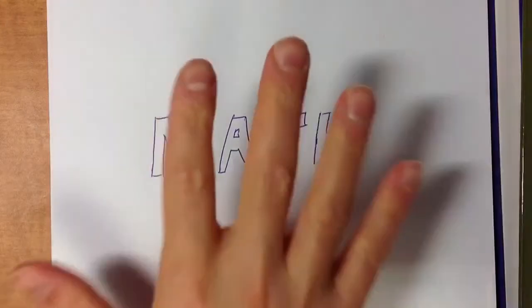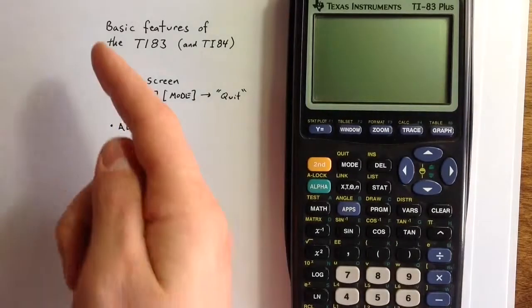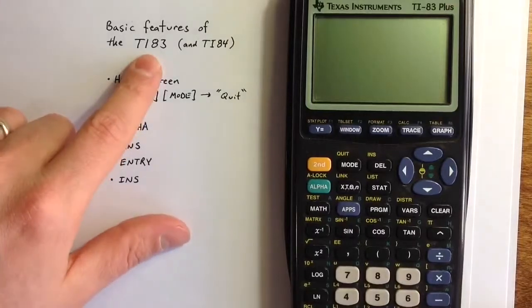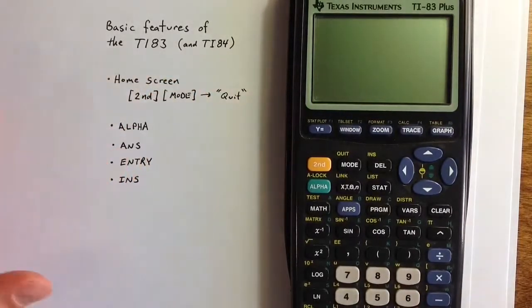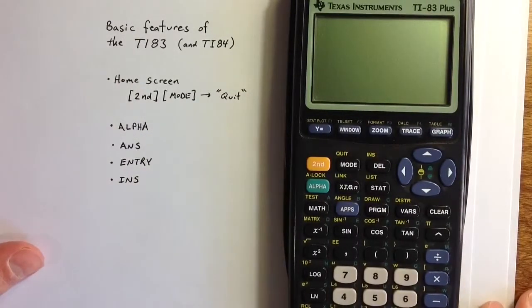Hands-on math. This video describes some basic features of a TI-83 graphing calculator. The links along the left-hand side will take you to videos showing more advanced features. The features of a TI-83 are very much the same as a TI-84 graphing calculator, so what we talk about here will apply to both devices.